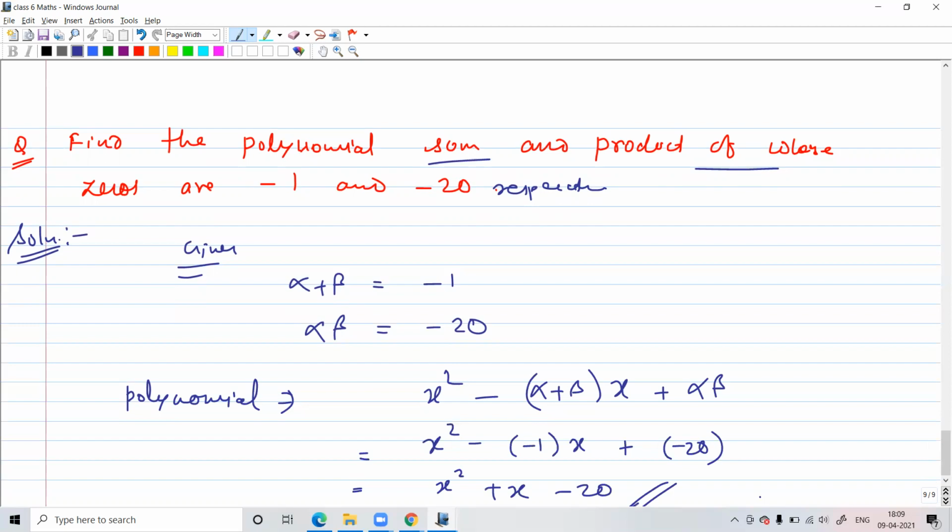Tell me, everyone is okay with this? Finding the polynomial when sum and product of zeros are given. Yes, sir. I need this confirmation from everyone. Yes, sir. Okay.